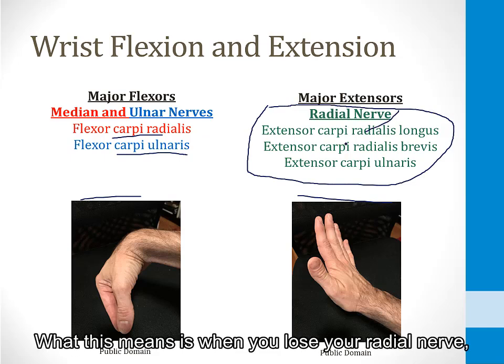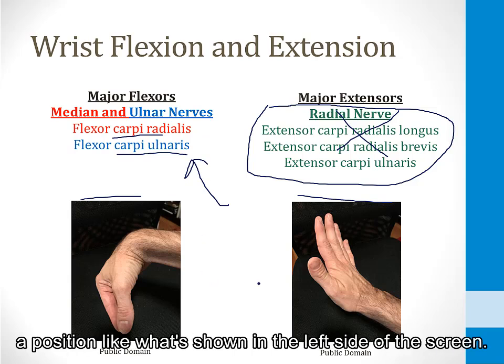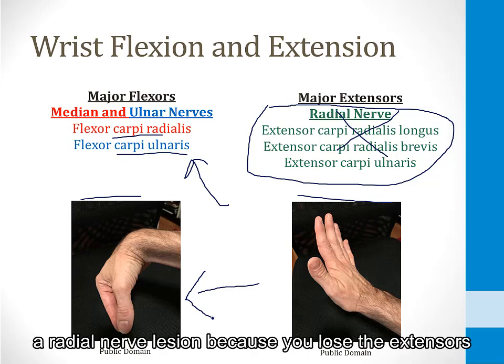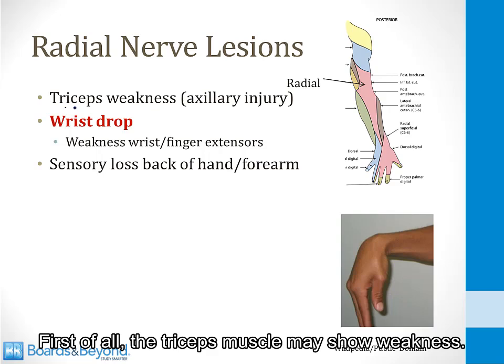What this means is when you lose your radial nerve, these flexors will dominate and the wrist will assume a position like what's shown on the left side of the screen. That's called wrist drop, and that's the hallmark of a radial nerve lesion because you lose the extensors and the wrist flexors dominate. So now let's talk about some of the clinical findings you could see in a radial nerve lesion. First of all, the triceps muscle may show weakness.